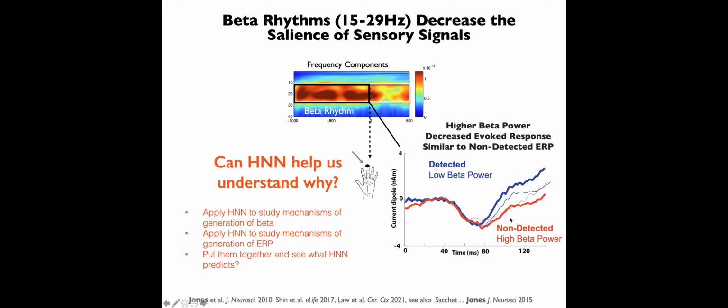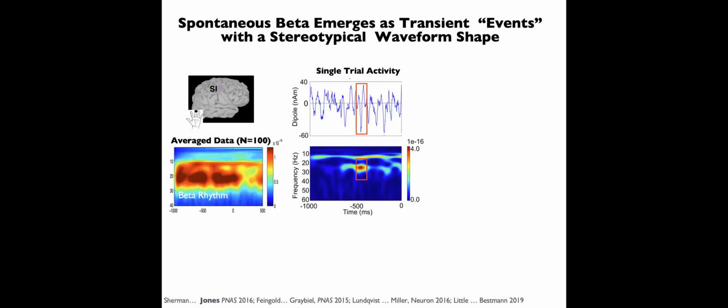To address that question, the first thing we're going to do is apply HNN to study the mechanisms of generation of the beta rhythm. Then we're going to apply HNN to study the mechanisms of generation of the ERP. And then we're going to put these two mechanisms together and see what HNN predicts about what's going on in the underlying circuits. Starting with applying HNN to study the mechanisms of generation of beta, the first thing we did was go back and look more closely at beta rhythms in unaveraged data. The brain isn't averaging. Everything I've shown you so far is averaged over multiple trials, averaged over the frequency band, averaged over subjects sometimes. But what we started to do was unpack, what does this look like in unaveraged data?